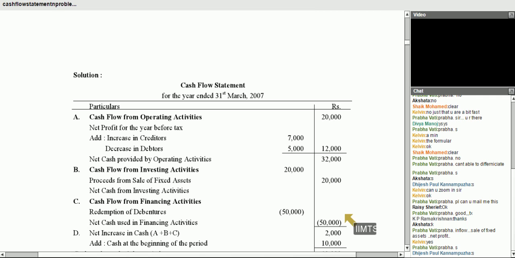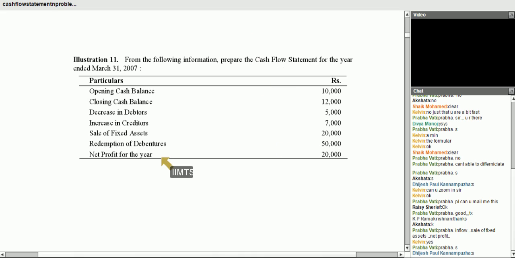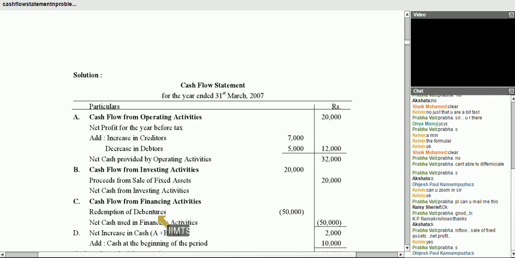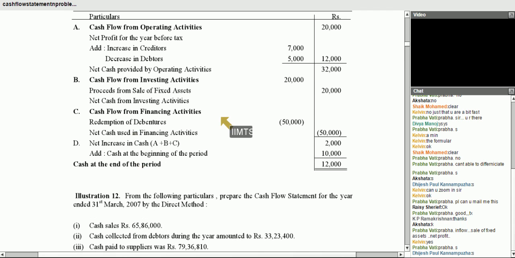Now next is cash flow from financing activities. In this comes the redemption of debentures, that is 50,000. You can see this one, redemption of debentures, second last. This will come in cash flow from financing activities. Right, we will add them. So my net cash flow used in financing activities is 50,000.